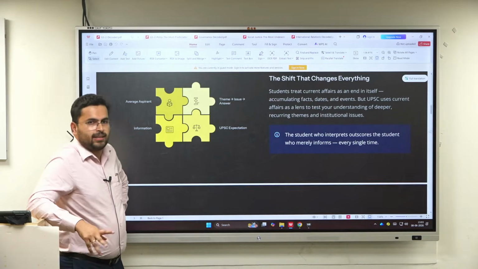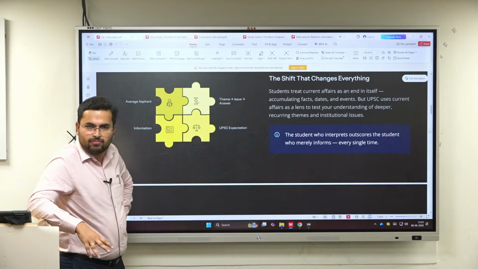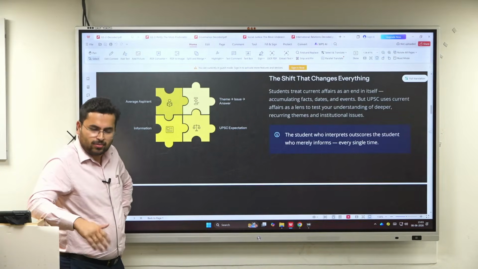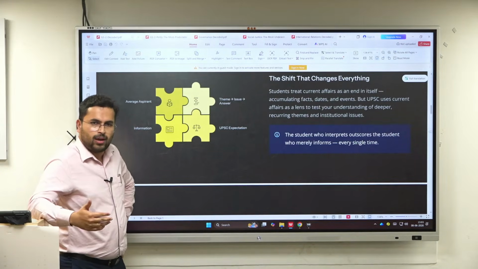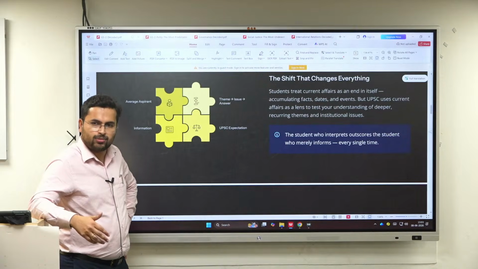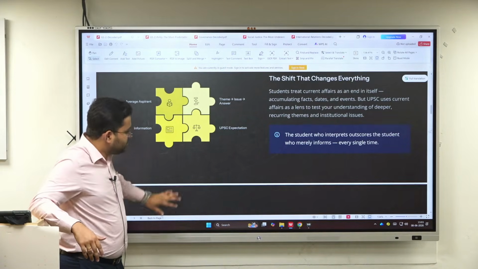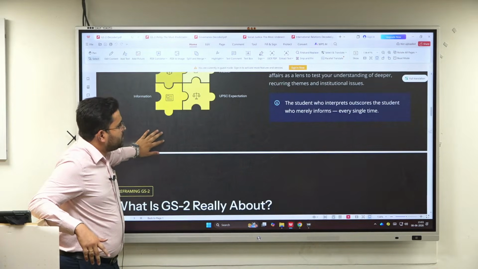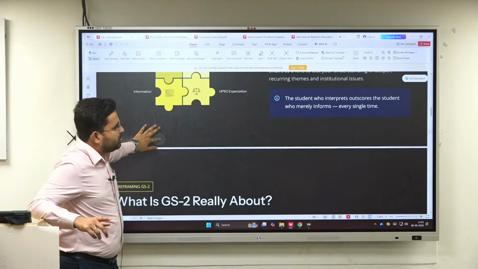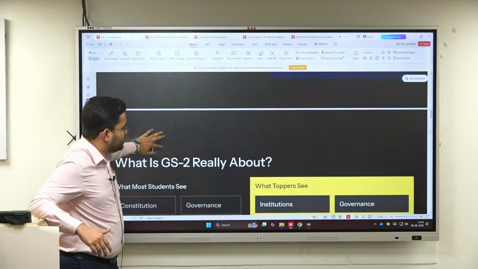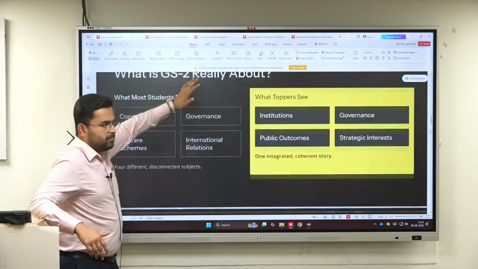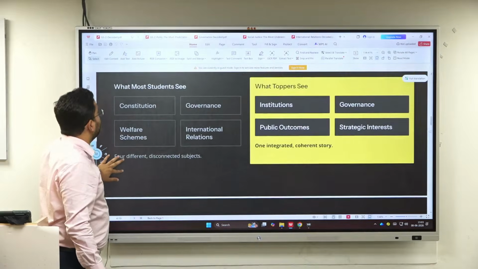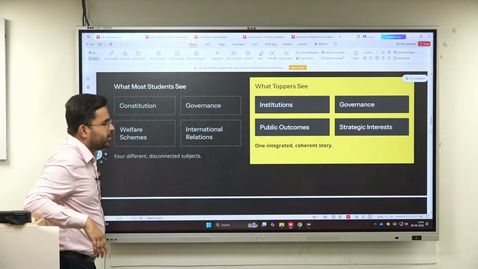Nowhere is it asking what the article is; those days are gone. For the last 10 years, it's about analysis, about understanding policies and the problems with institutions at a much deeper level. The student who interprets outscores the student who merely informs. You are not expected to just write down all the data, facts, figures that you've by-hearted and dumped in answers. No more is that being rewarded.